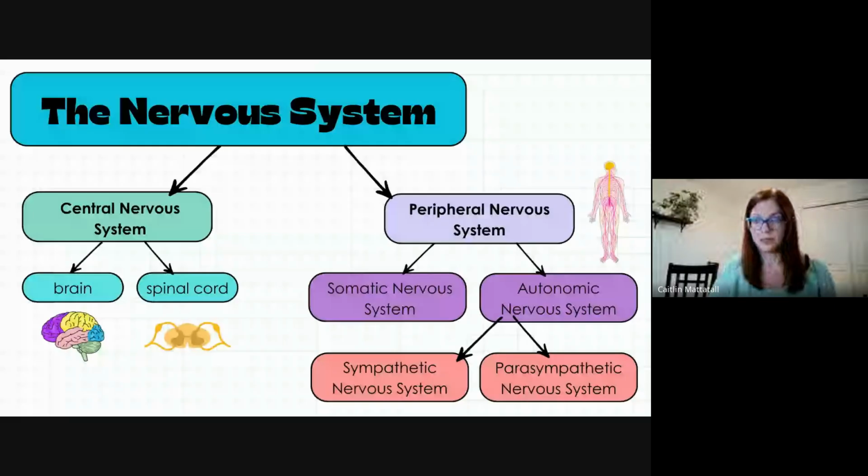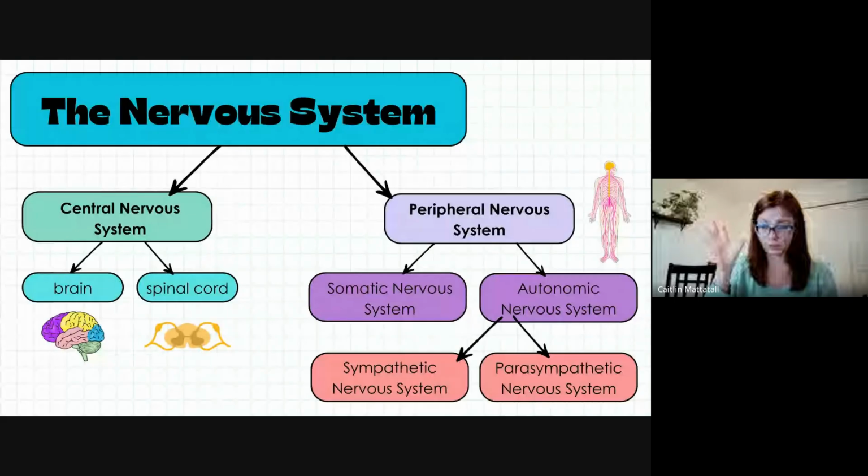Your parasympathetic, on the other hand, it's the opposite. It is your recovery. This is a system that allows your body to recover after the situation. So bring your breathing down, bring your pupil to a normal size. You want to reduce and you want to go back to your resting state.